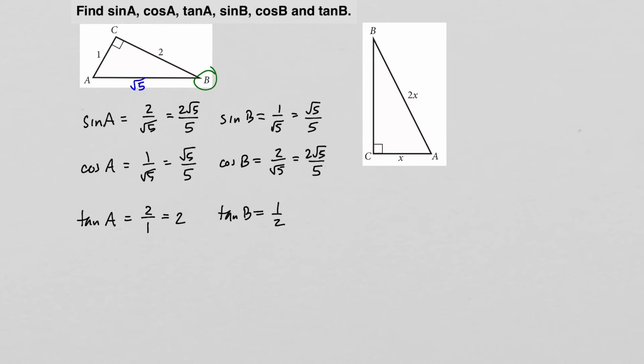Now you might notice that the sine of A and the cosine of B are the same. And you might also notice that the cosine of A and the sine of B are the same. And that is not a coincidence, and we'll talk about that in just a minute. Let's go ahead and take a look at the next example.